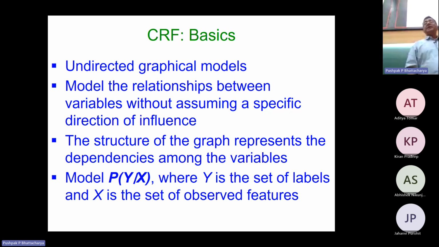So we have to model P(Y given X), where Y is the set of labels and X is the set of observed features.